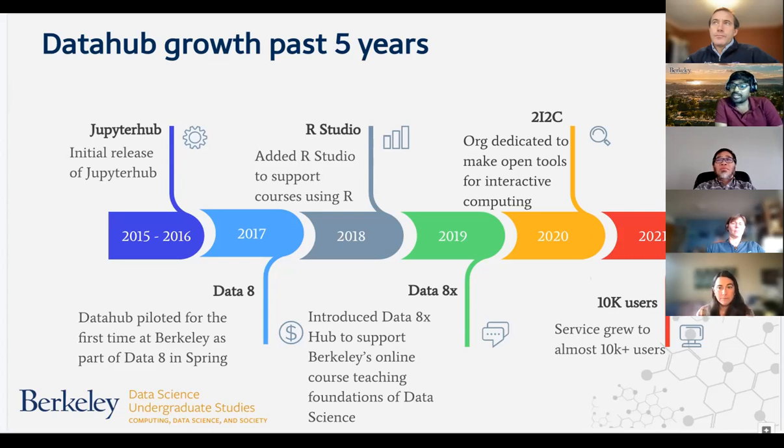And in 2020, due to the success that DataHub enjoyed within Berkeley, a group of affiliates from Project Jupyter and Berkeley started this organization called 2I2C with the mission to make open source tools for interactive computing in education and research. And they are currently working with many community colleges and universities in North America, and they are deploying JupyterHubs there. And as of 2021, the service has reached almost 10,000 plus users. Instructors who use Python, who use R, who use Julia have been using different tools, part of DataHub, to run their classes. So that's in a nutshell the history, I would say.